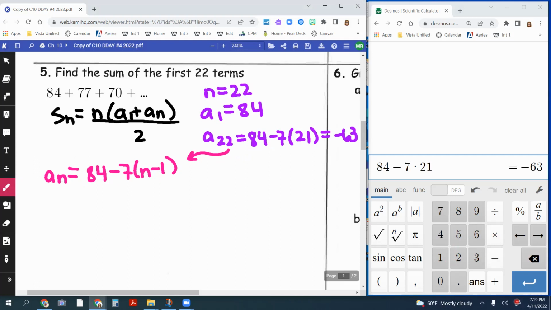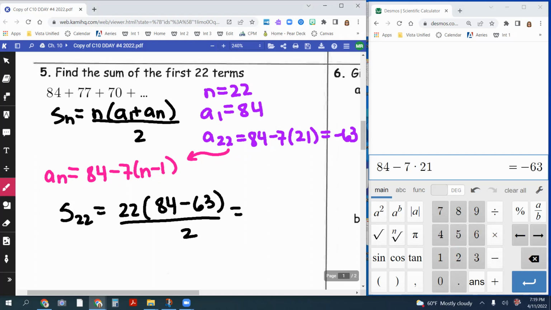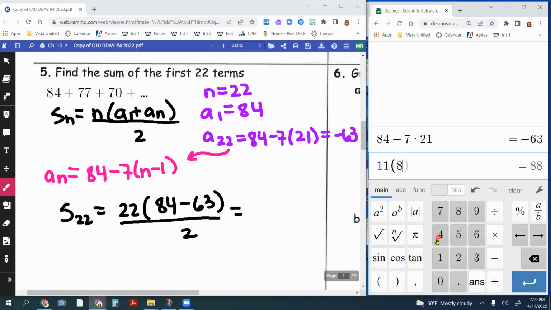So now I'm going to do s sub 22 is equal to 22 times my first term, which is 84, plus my last term, which is a negative 63, divided by 2. So that's going to end up basically being 11 times 84 minus 63, which is going to be 231.